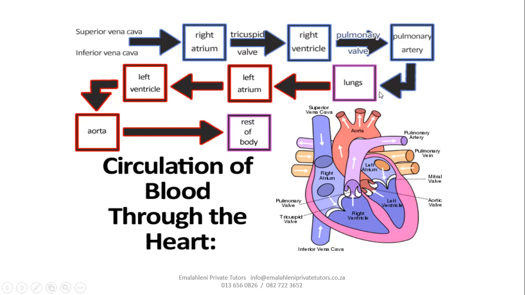Now, in the lungs here, the blood is emptying through diffusion. It's losing carbon dioxide and gaining oxygen. Then it moves from there. It has got oxygen now, it's oxygenated. Now it comes via the left atrium, from the left atrium to the left ventricle, then from the left ventricle through the aorta to all parts of the body, to the rest of the body. That's how the circulation goes.